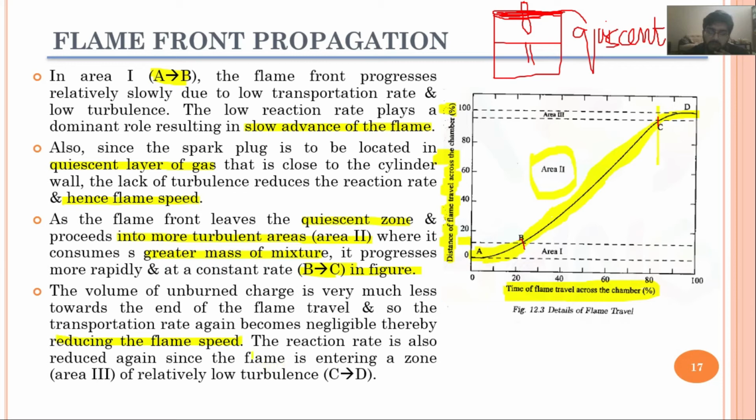Therefore, in the third stage from C to D, the transportation rate is quite low. Similarly, the rate of reaction, the combustion rate, is also quite low. So in stage 1 from A to B, we have a low transportation rate, but not only that, we also have a low reaction rate as well, and this low reaction rate plays a very dominant role in the advancement of the flame, and that's why the flame speeds are very low from A to B.